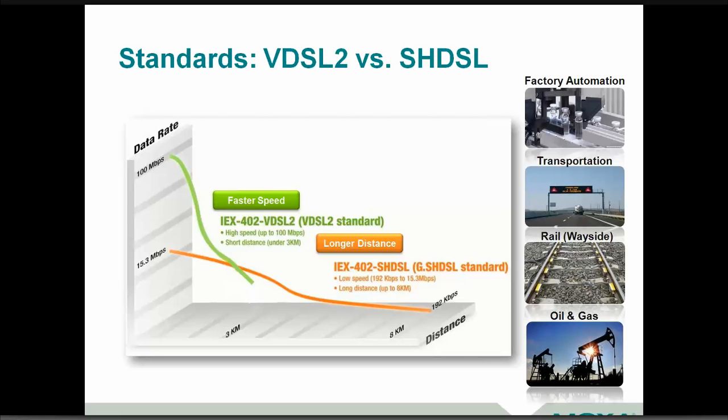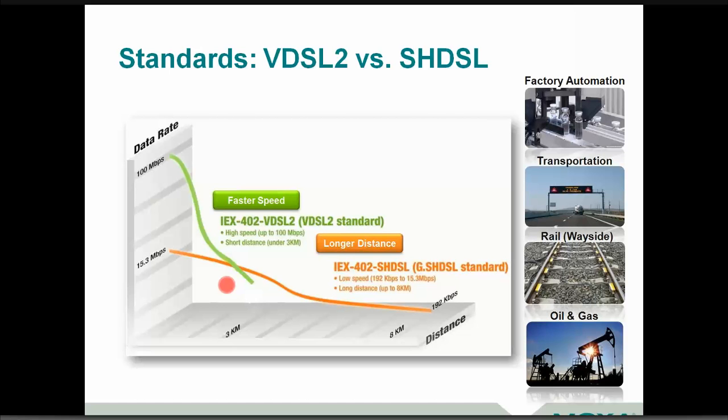And if you look at the VDSL2, its characteristics really work a little bit better for doing faster speed communications over shorter distances. I apologize, the bottom here shows kilometers, but we're looking at if your ranges are under, say, 2 miles, you can get some better performance utilizing the VDSL2 type technology.